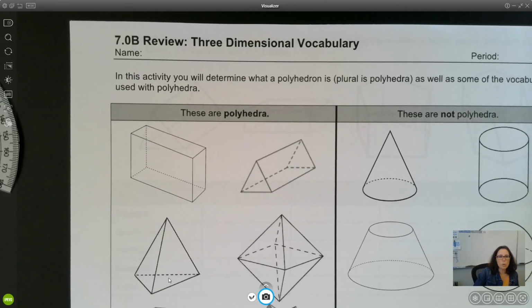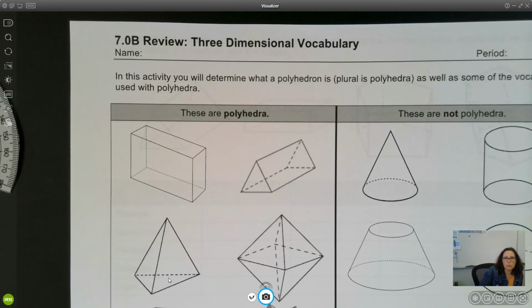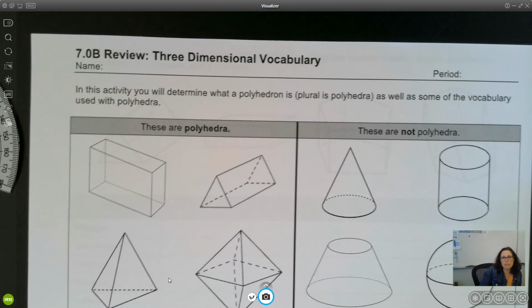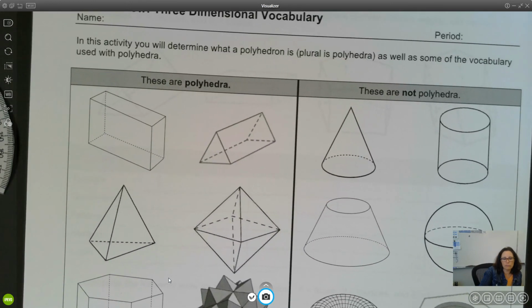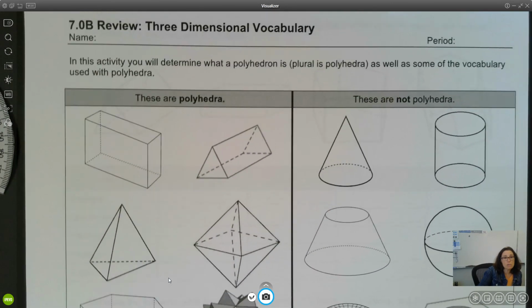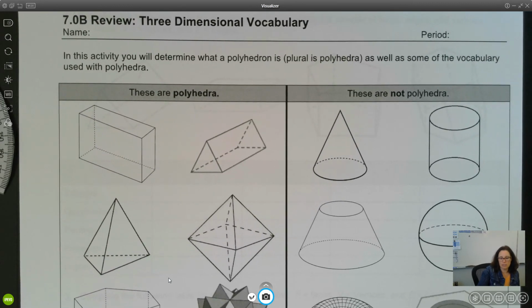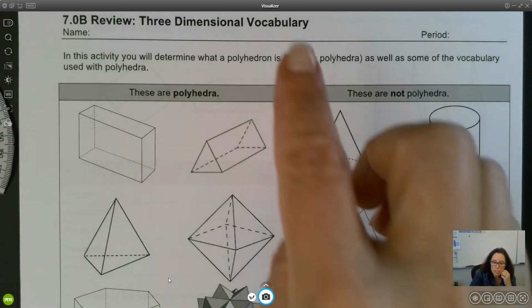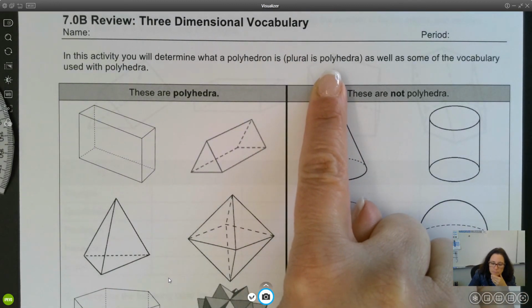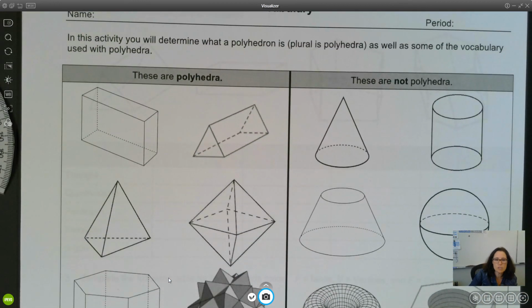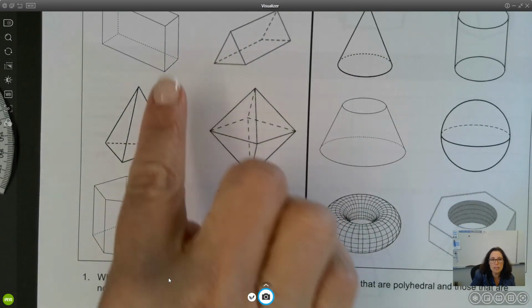All right, 7.0b, review, three-dimensional vocabulary. So we are moving from 2D to 3D for this next section, and this should get us familiar with some 3D objects. The plural for polyhedron is polyhedra. And here are some examples of polyhedra.